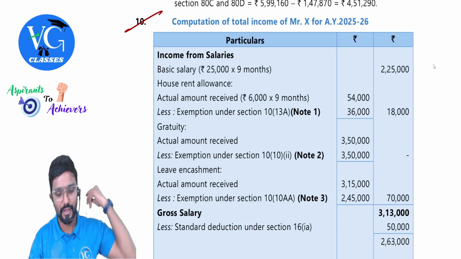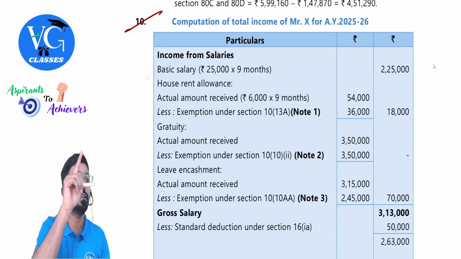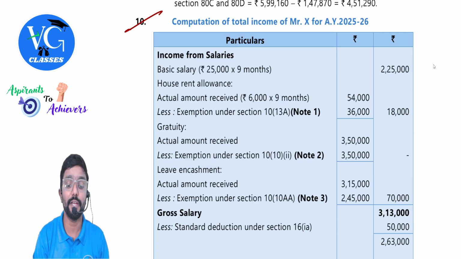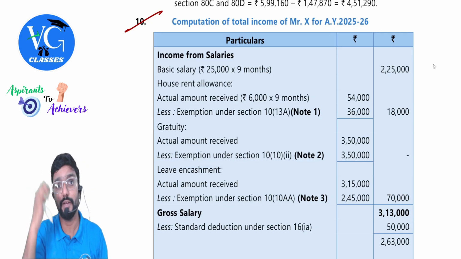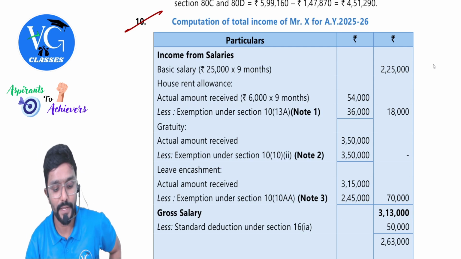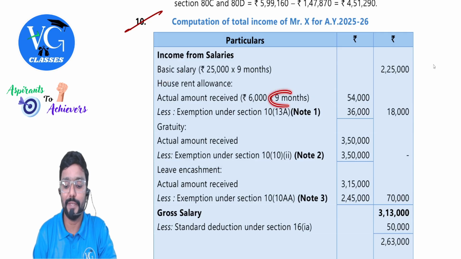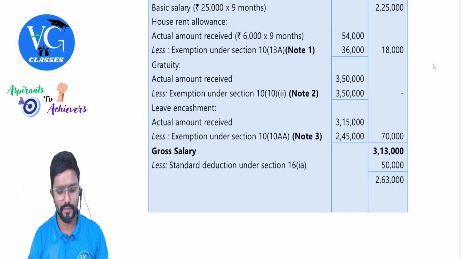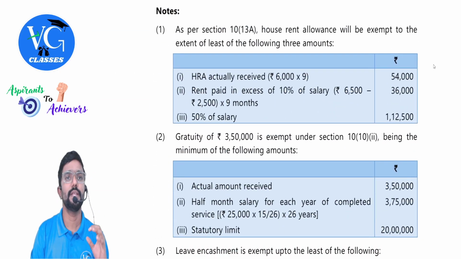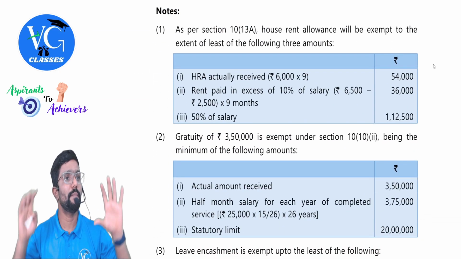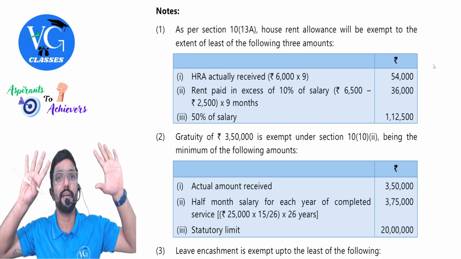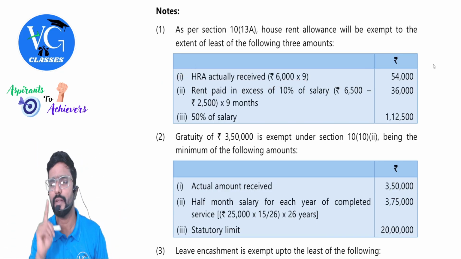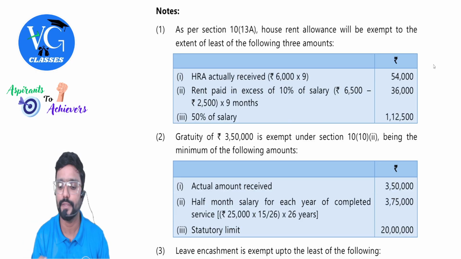Income from salaries, basic salary only for 9 months, from 1st April to 31st December. By mistake in a hurry, you may take it for 12 months. Please be careful. Once you retire, you will not get basic salary and all. Clear? Yes. HRA again for 9 months, 54,000. HRA exemption under section 10(13A). Least of the following is exempt, but you have to calculate only for the relevant period. What is the relevant period here? 9 months. Actual HRA received is 6,000 into 9, because after retirement all this will not be paid, guys.